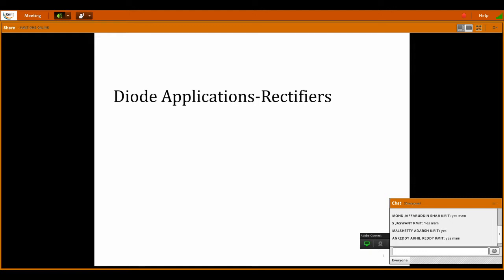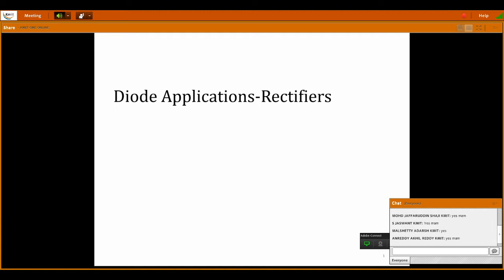Apart from the switch, we have other applications such as rectifiers and clippers. By modifying a diode, or adding an extra layer, we call it a transistor. Then modifying a transistor, that is the BJT, we call it a FET, etc. All of these come from the diode structure. So now we take the first application of the diode as rectifiers. Then we will move on to the next application.